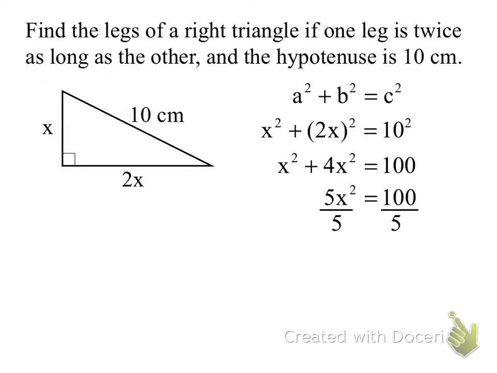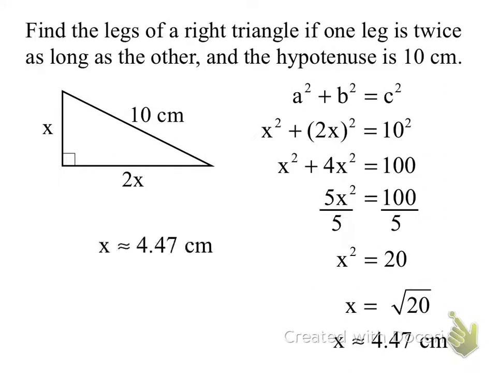And x squared is equal to 20. Take the square root. It's less than 5. It's greater than 4. 4.6. X is about equal to 4.6 or 2 radical 5. Okay? But when we're talking about measurement, usually they want you to give an estimated amount.